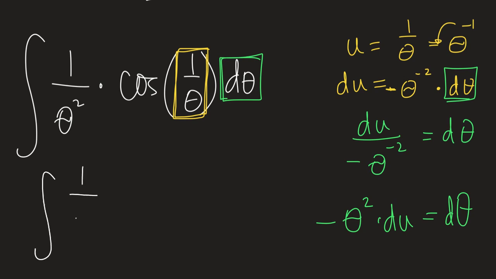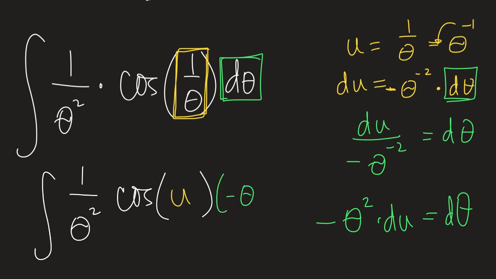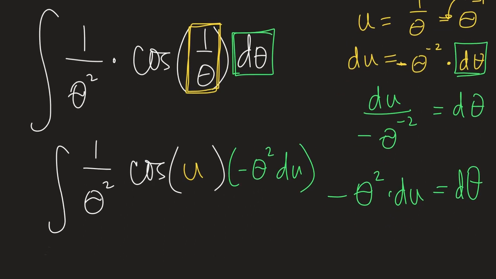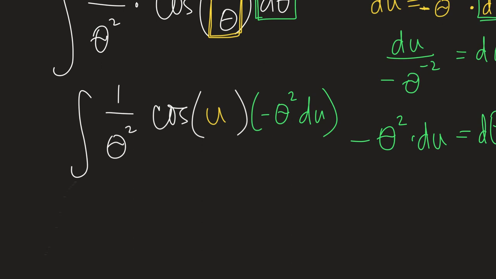We have 1 over theta squared times the cosine of u times negative theta squared du. This is a beautiful thing because the theta squared on the bottom can cancel out with the theta squared on the top. But we can't get rid of the negative. The negative stays there.